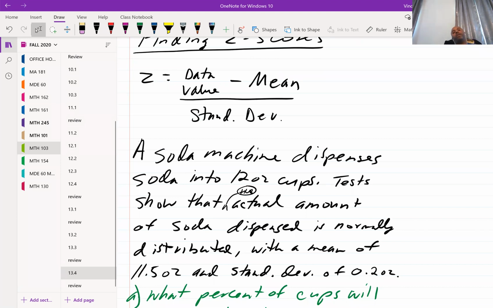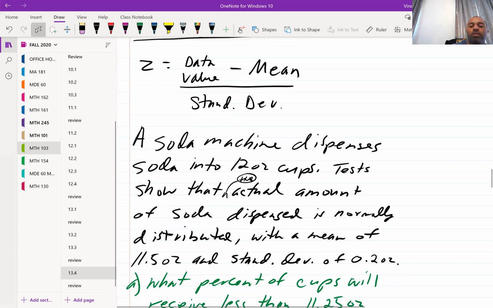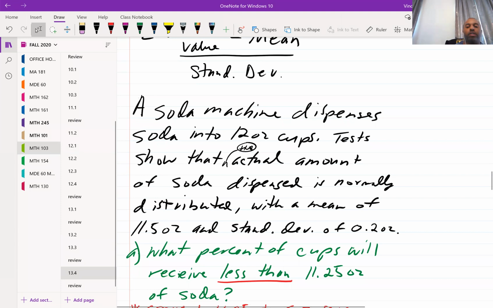All right, so here's our example. A soda machine dispenses soda into 12-ounce cups. Tests show that the actual amount of soda dispensed is normally distributed with a mean of 11.5 ounces and standard deviation of 0.2 ounces. The first question is, what percent of cups will receive less than 11.25 ounces of soda?